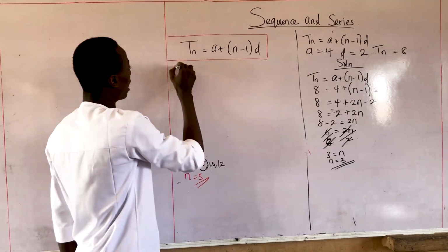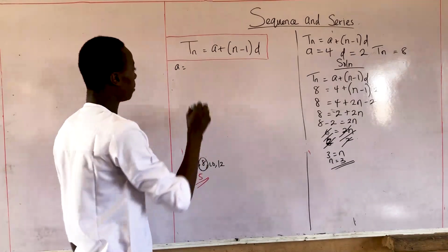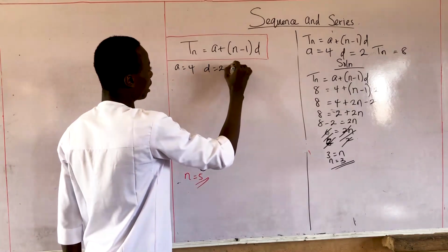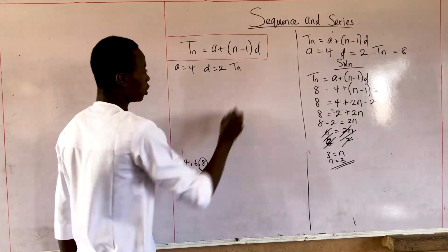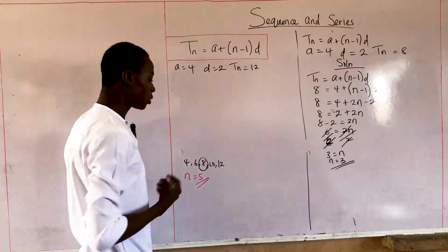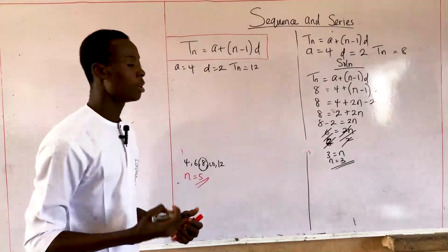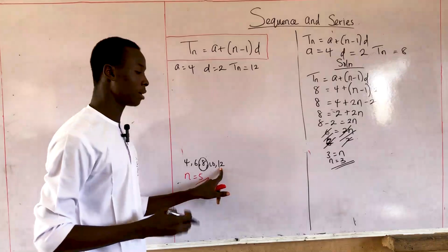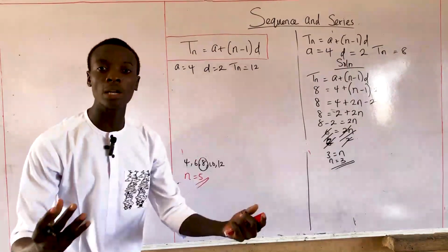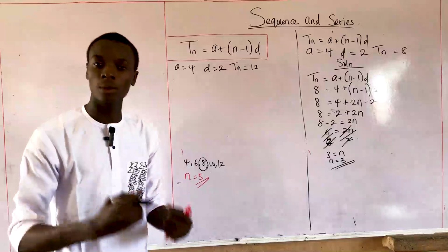In this example, our a is equal to, we learned about it earlier, 4, right? Our d is equal to 2. But now we want to find the position of this term. So Tn is equal to 12. Now if you solve this, we are going to get our n to be equal to 5, because the position of this last term is 5. And in knowing the position of this last term, you know the total number of terms in that sequence.